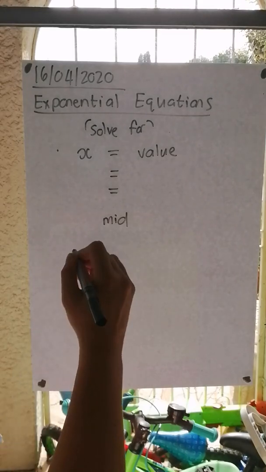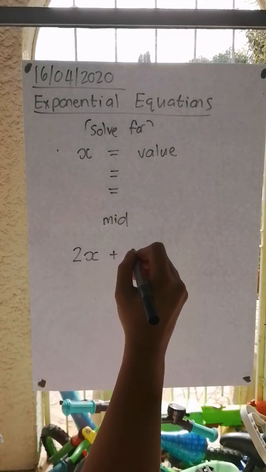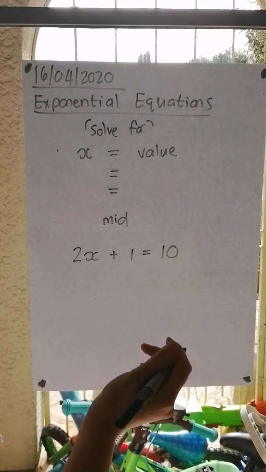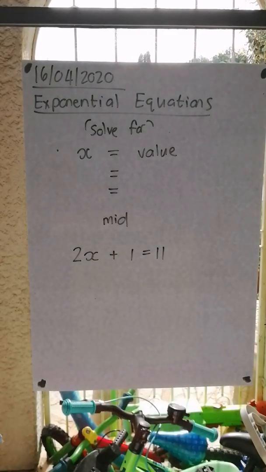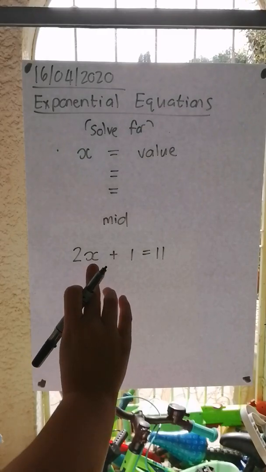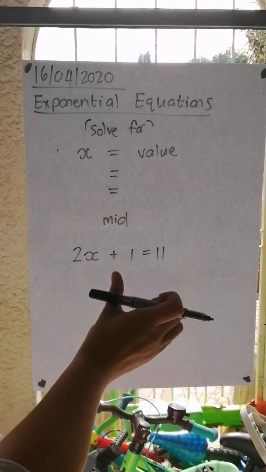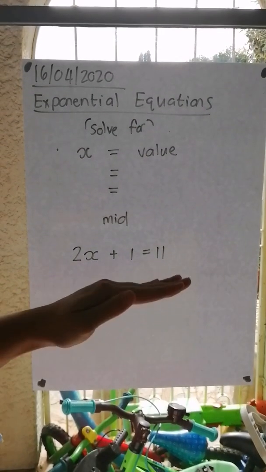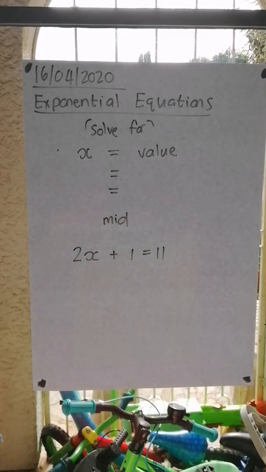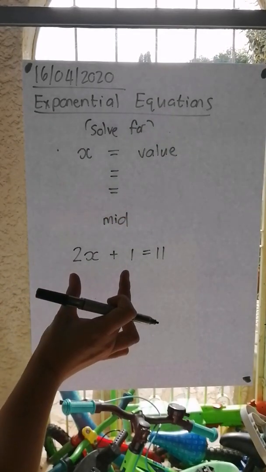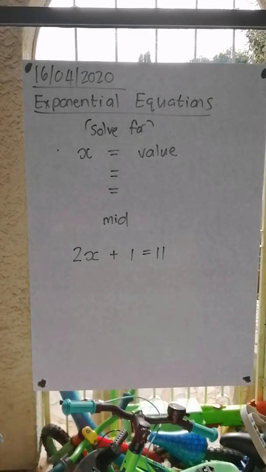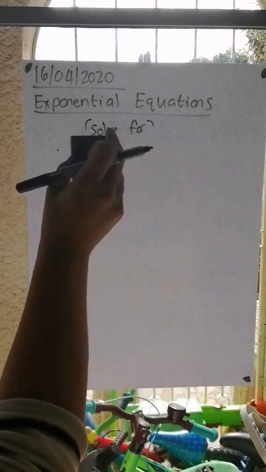So say, for example, if I had 2x plus 1 equals 10, okay, let's make it equals 11 rather. I want to know what value I put in there so that my left-hand side and my right-hand side balance or equate. Hence the word equation, okay? Variable on one side equals a value. And you're always asked to solve.